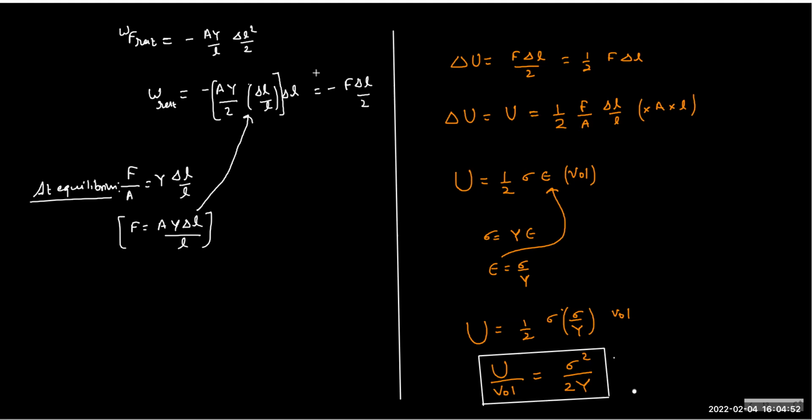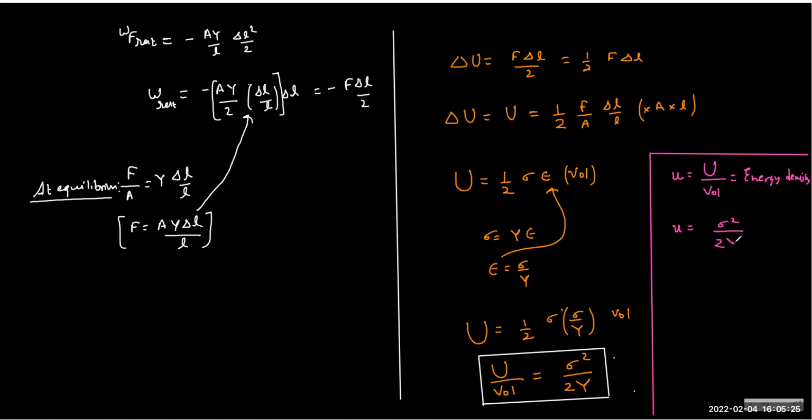So energy upon volume is called what? Energy per unit volume is called energy density, because something per unit volume is called density. So we define something called small u, and we call it U upon volume. We call it energy density. So energy density is defined as stress square by 2Y.